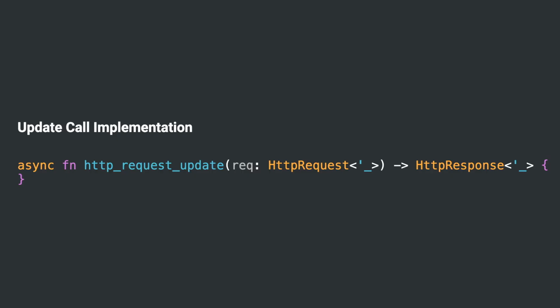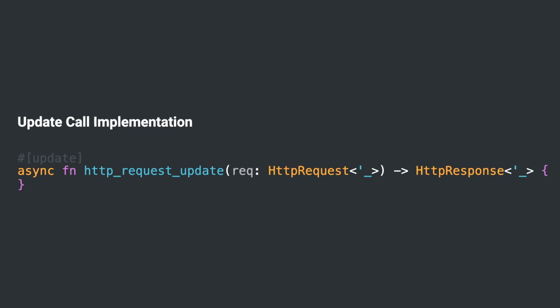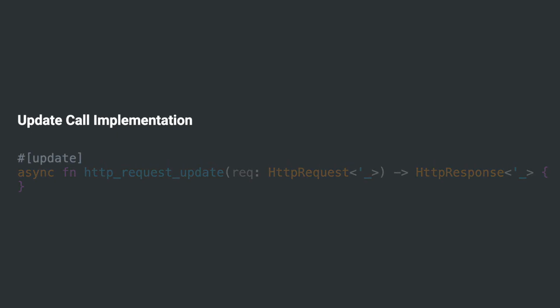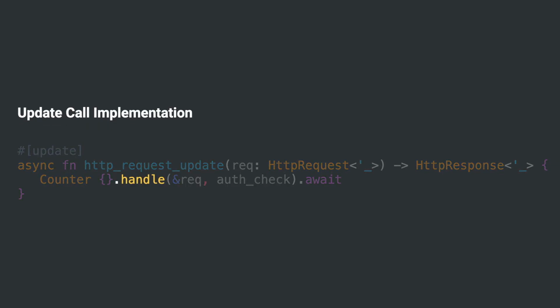Now let's look at update calls. These are state-modifying operations that require consensus. Here we have an async function that handles HTTP request updates. We start by adding the macro update, which indicates this method can modify state and requires consensus from the Internet Computer network. Inside our function, we call counter handle. This delegates the request handling to our counter implementation with authentication.